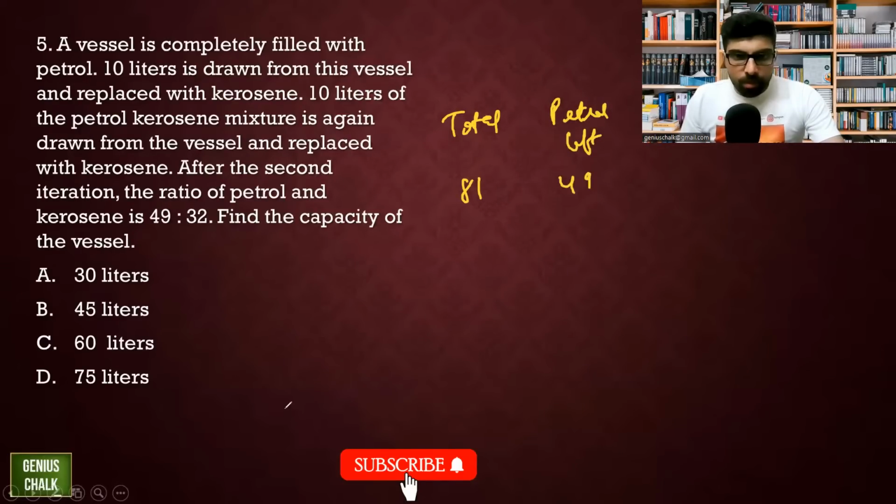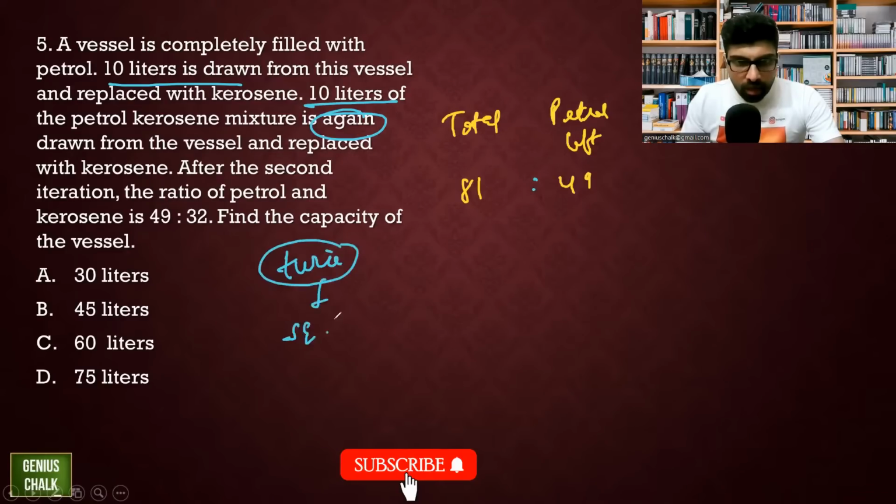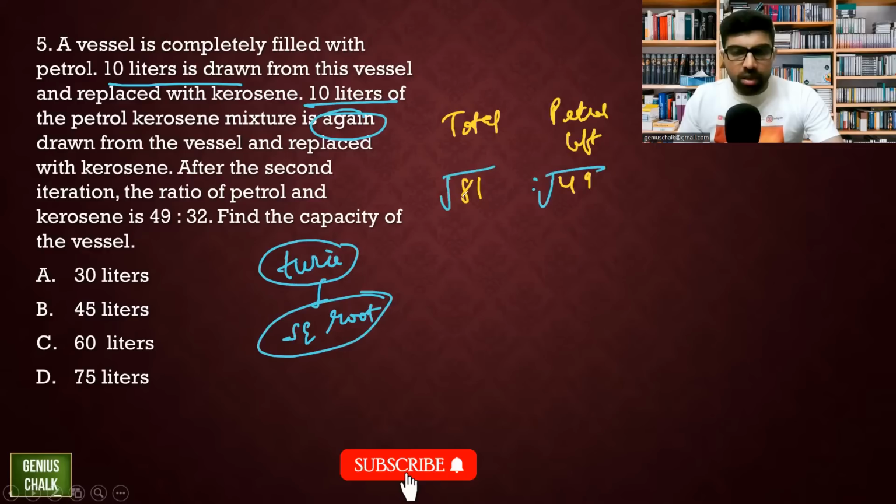Now please listen to my words. What value should I do 2 times, which is giving me 81? What value should I do square, which is giving me 49, because here the operation is done twice. That means basically what I'm saying is, if the operation is done twice, mark my words, then take the square root of these numbers. If it could have been done thrice, take the cube root. 4th time, so 4th root. 5 times, 5th root. So what is the square root? It is 9 and it is 7.